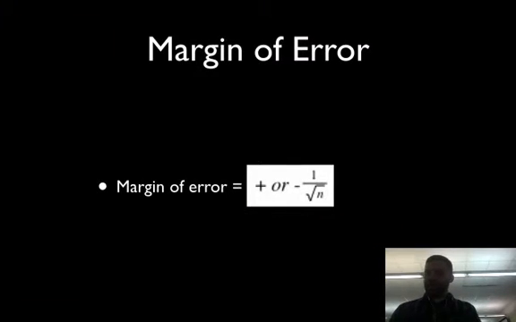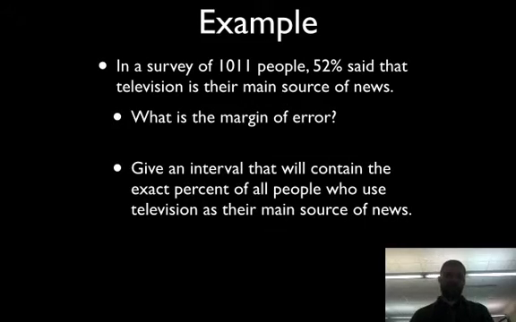So let's do an example dealing with margin of error. Let's suppose in a survey of 1,011 people, 52% said that television is their main source of news. So we take a sample, maybe a subset of the American population, and 52% of the sample said that TV was their main source of news. Now the actual number could be a little bit more than that, it could be a little bit less. Let's figure out what the margin of error actually is.